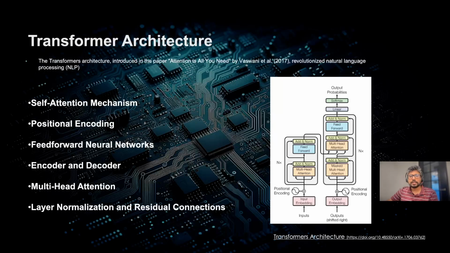Then, coming to the positional encoding, since transformers do not inherently understand the order in which the words are in a sequence, the encoding is used to provide that information about the position of each word in the sequence. The next part would be feed forward neural networks.